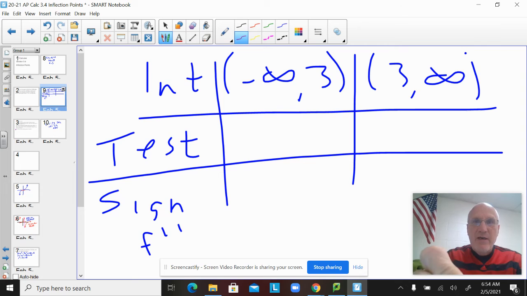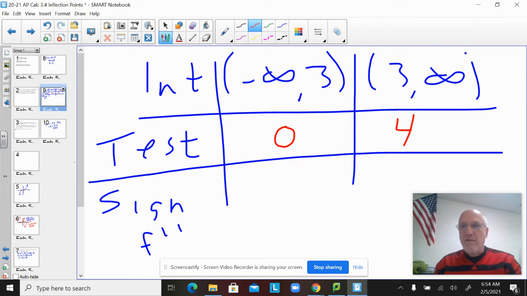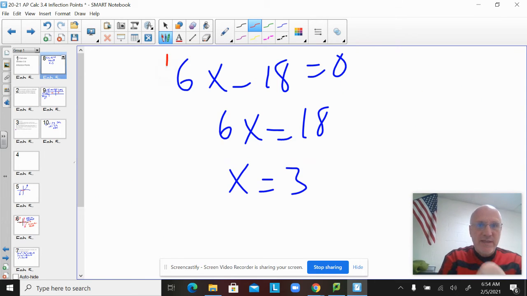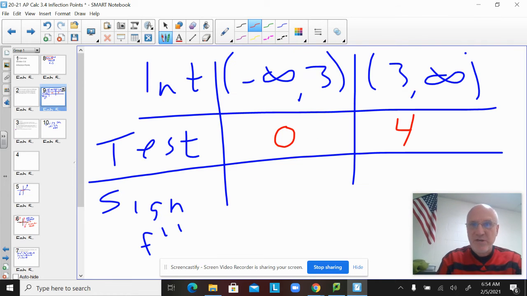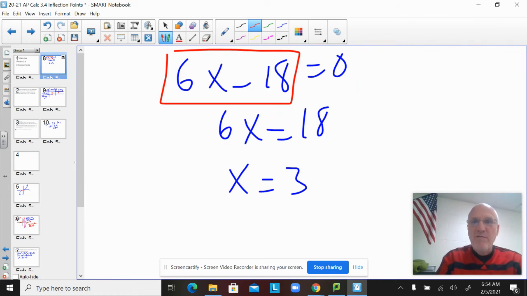I need to test a value, so I'll pick 0 there and 4 there. And we are finding the sign of the second derivative. So my second derivative was what? It was this, 6x minus 18. Well, if I plug in 0, I get 0 minus 18, which is negative 18, which in particular is negative. And if I plug in 4, I get 6 times 4, 24 minus 18 is 6, which is positive.